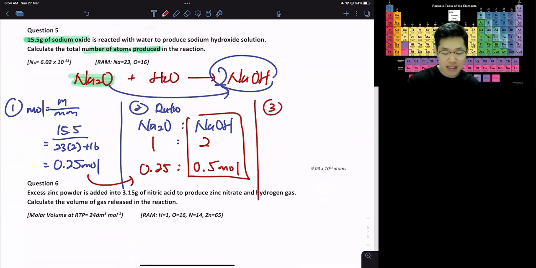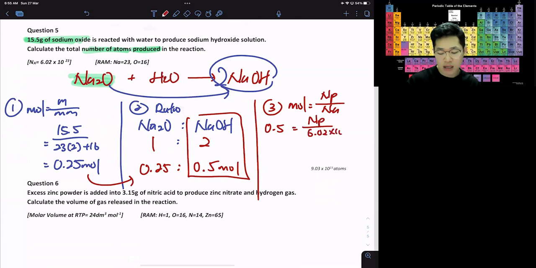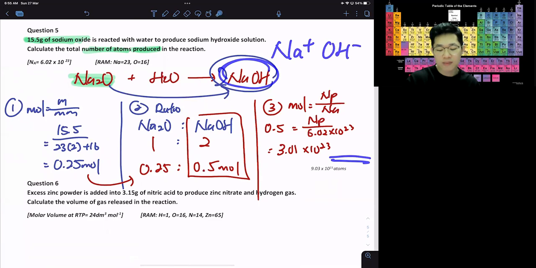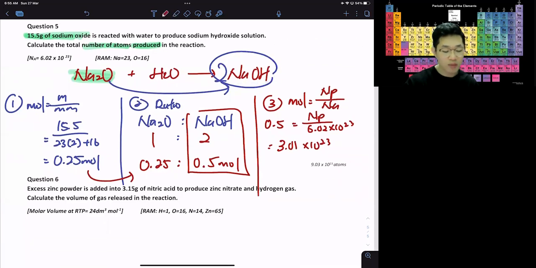To find the number, the same formula will be used: mole equals NP over NA. 0.5 equals NP over 6.02 times 10 to the power of 23, and we get 3.01 times 10 to the power of 23. What is the unit? NaOH can be formed with charges, so it is called a unit formula. I'll just write unit here. It is not what the question wants.